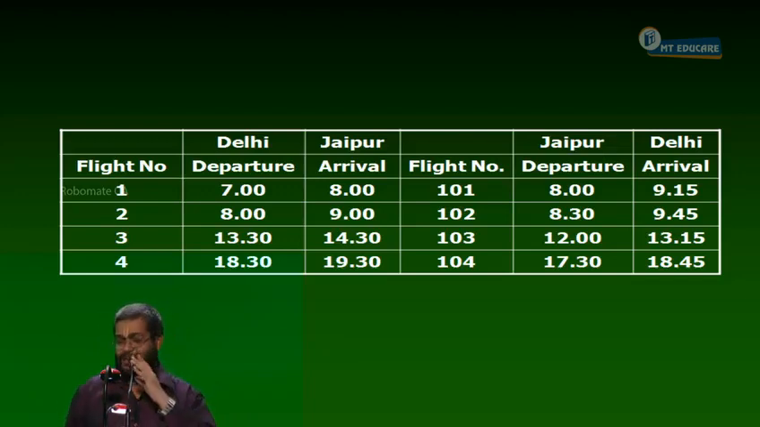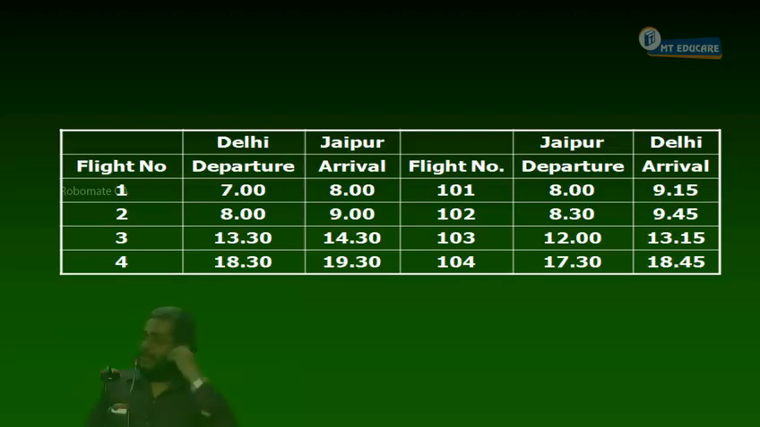Can I proceed? Now, the question says the crew should have at least 5 hours rest. At least 5 hours rest should be there. That means if I pair 1 and 101, flight 1 reaches Jaipur at 8 o'clock, and 101 starts at what time? 8 o'clock. Now, he cannot take today's 101 flight and can catch only what? Tomorrow's 101 flight. So the layover time is how many hours here? 24 hours. Right? Should I repeat once again?